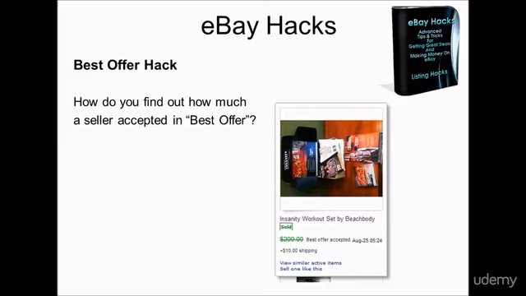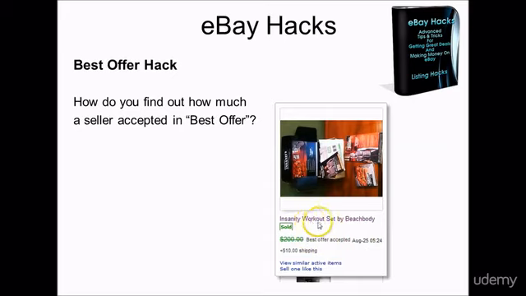Now, as you're doing this completed listing search and you're starting to determine demand, you're going to run across listings that had a best offer accepted. So these were sold at a fixed price, and then the seller added a best offer option so people could make an offer on it. Well, the traditional eBay listings are not going to show you how much the seller accepted for that item. So I have a best offer hack that's going to allow you to determine how much the seller accepted.